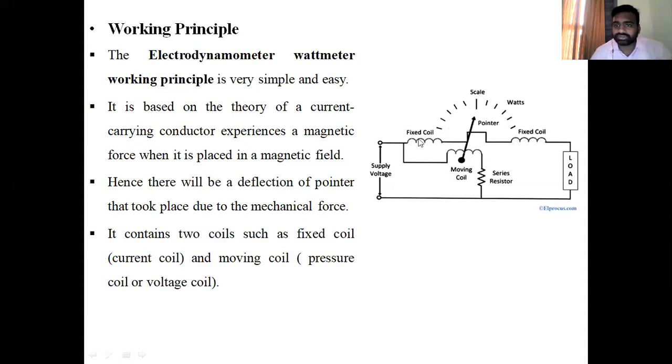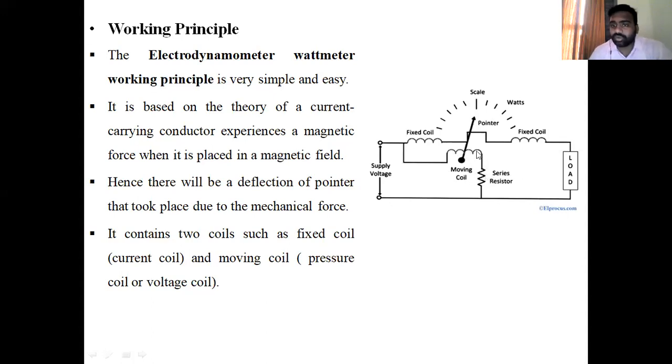See, these are the fixed coils. These fixed coils will act like current coils. That's why they are connected in series to the line. And this is a moving coil. The moving coil is nothing but a voltage coil, or potential coil, or pressure coil. It is connected in parallel to the line, and I connected a resistance here.